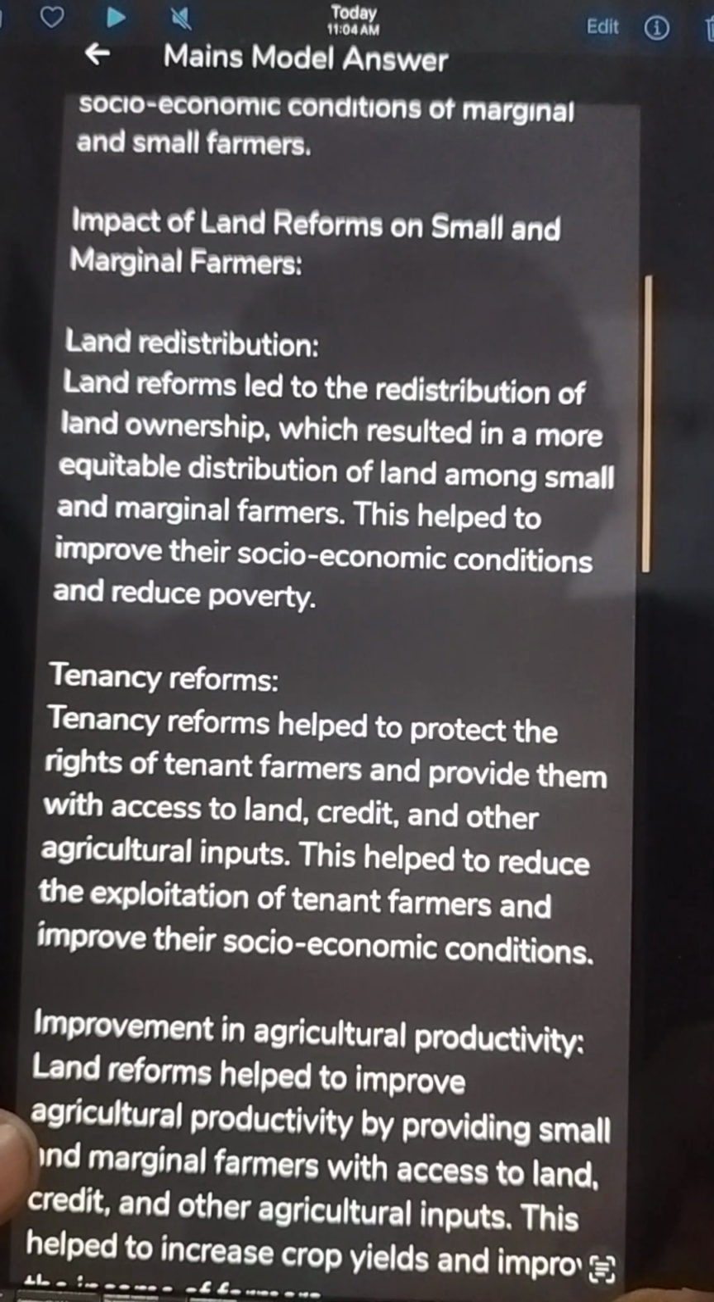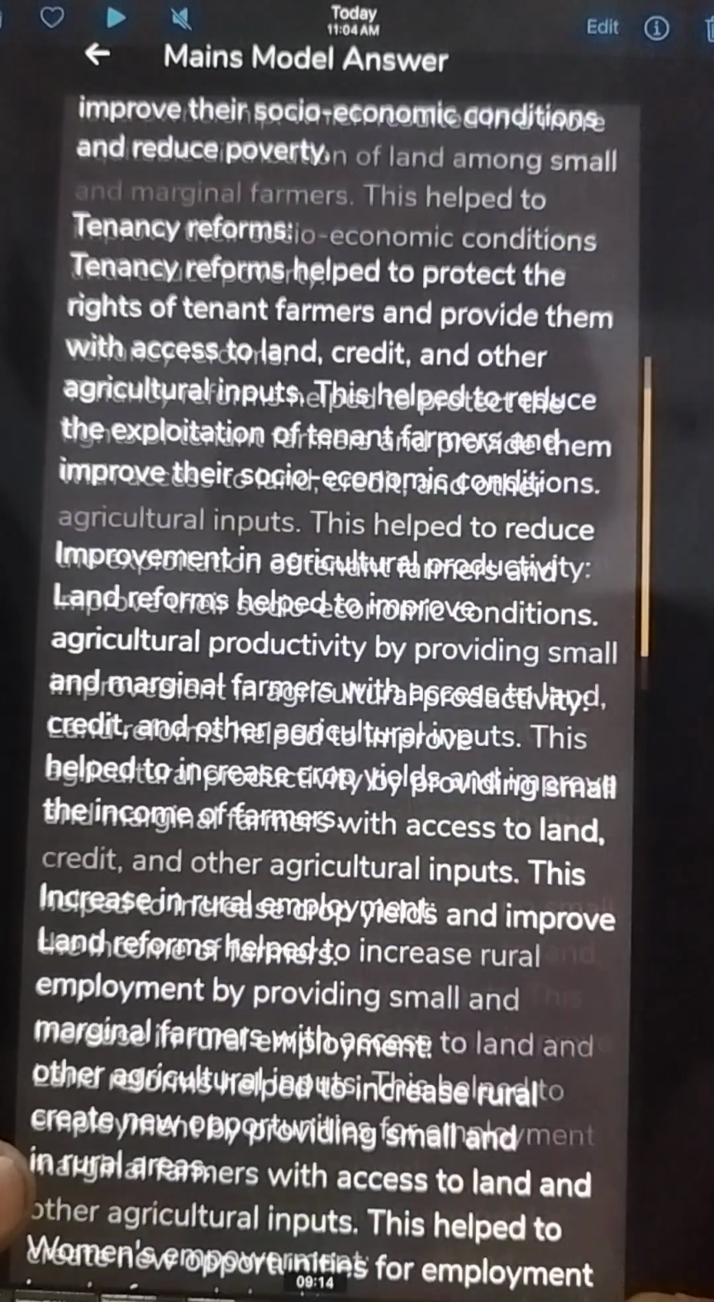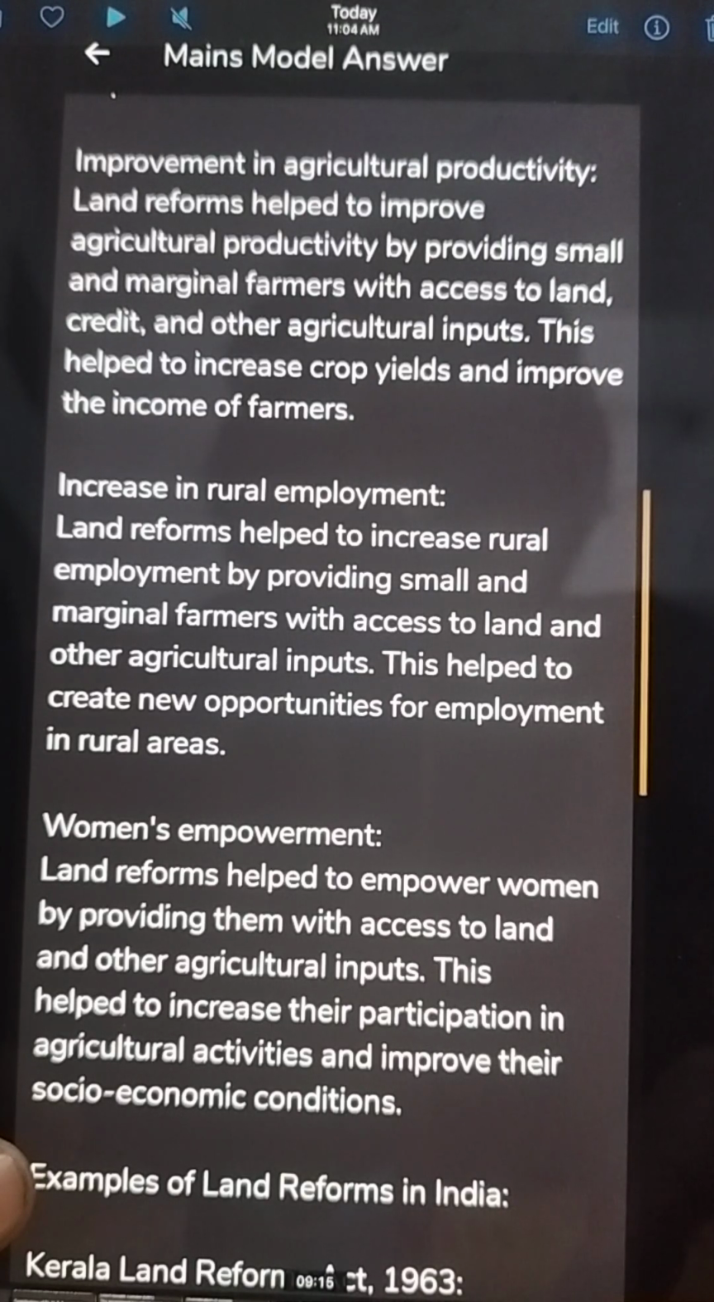Then comes improvement in agricultural productivity. Land reforms help to improve agricultural productivity by providing small and marginal farmers with access to land, credit, and agricultural inputs.